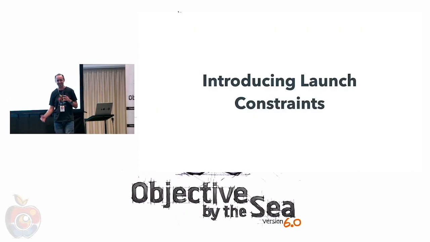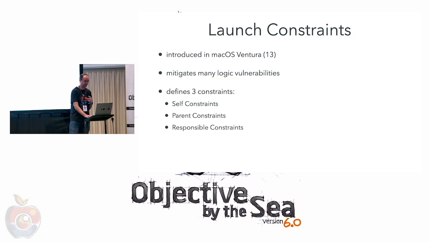So Apple decided that it was enough. They were pissed off. So they came up with the idea of launch constraints in Ventura. Basically, it's a solution to mitigate all of the previous vulnerabilities and probably many others. The vulnerabilities can still be there, but you can no longer exploit them, which is actually pretty cool.